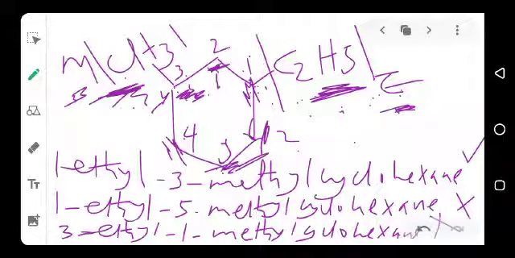If you start going this direction, 1, 2, 3, 4, 5, you see that you are taking the long journey, the long direction, so you will not name it correctly. So if you say it is 1-ethyl 5-methyl cyclohexane, you failed it. If you say that it is 3-ethyl 1-methyl cyclohexane or any other thing you can name it, you failed it.